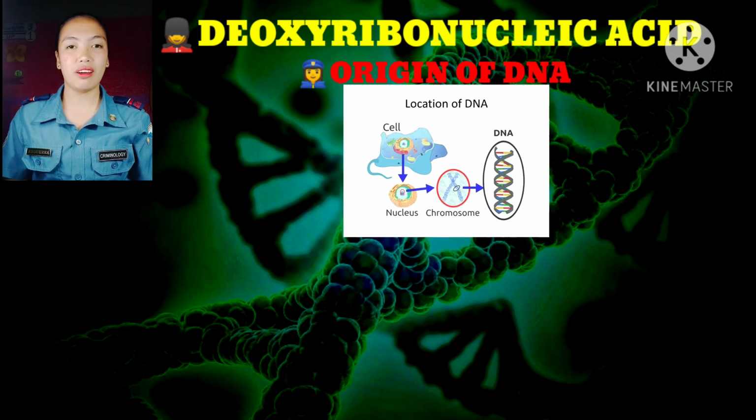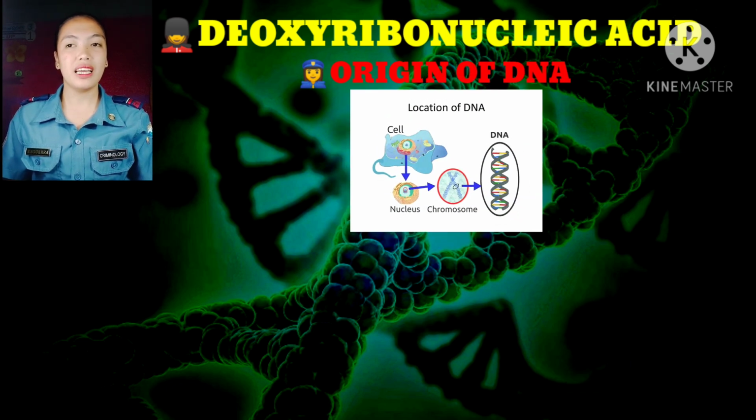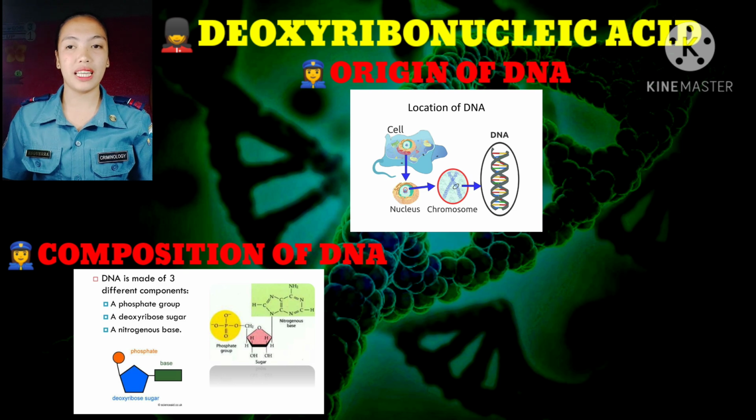Next is the origin of DNA. DNA is located in the cell of human in the nucleus, and inside the nucleus is the chromosome, where the DNA is found. So, yung DNA daw is located sa cell ng human which is in the nucleus. And sa inside ng nucleus, makikita mo dun yung chromosomes, and in chromosomes, dun mo na makikita yung double strip or yung DNA.